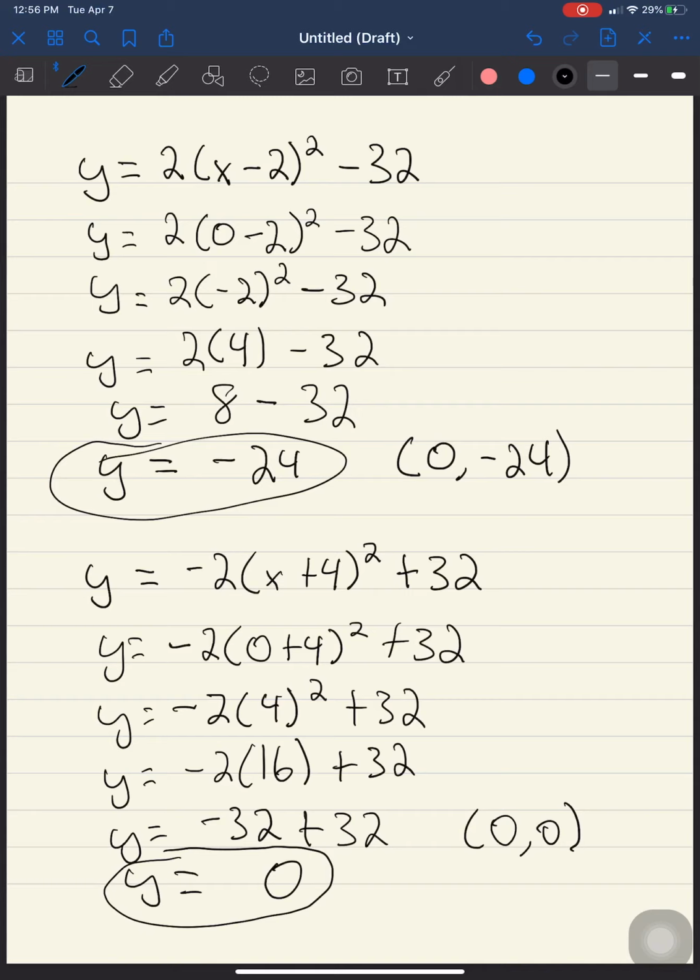So that's how we find the y-intercept for our graphs in vertex form. In the next video, we will go over how to solve for the x-intercept.